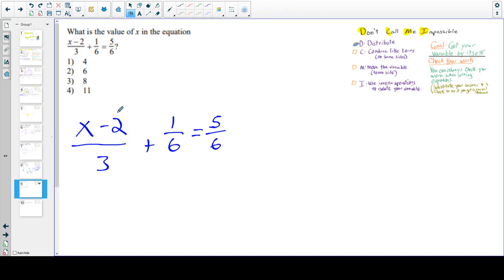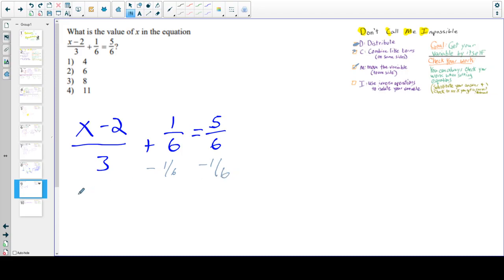Not really. There's some cool algebra stuff that you could do on this left-hand side, but you don't need to do that right now. Do I need to move my variable to one side? Nope, my variable's chilling over here. So the only thing I have left is to use inverse operations. So I've got to get rid of this 1/6, the 3, and the negative 2. The opposite of adding 1/6 is subtracting by 1/6.